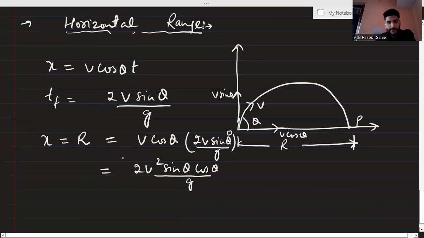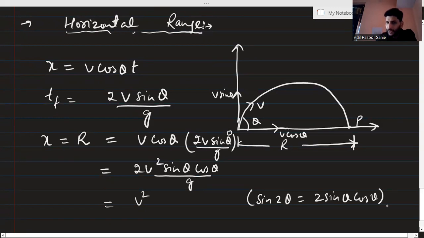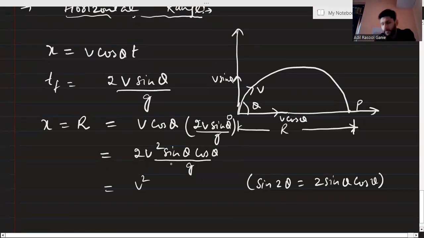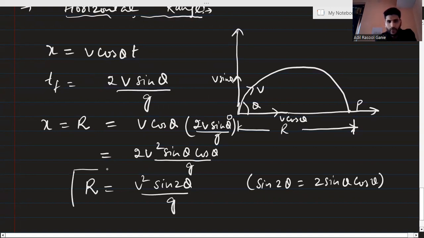We know there is a formula: sine of 2 theta is equal to 2 times sine theta into cos theta. So we can keep this equation as it is, but if we want to solve it further, we can. Instead of 2 times sine theta cos theta, we can write sine of 2 theta, so the horizontal range is v square sine 2 theta upon g.